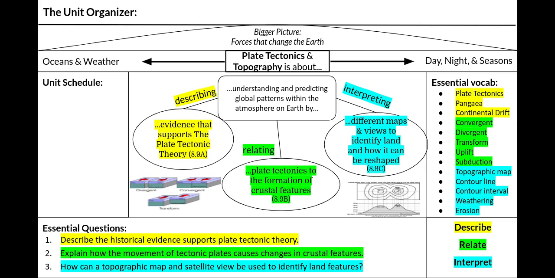For our third bubble, we're going to be using vocabulary such as topographic map, contour line, contour interval, weathering, and erosion. Alrighty, so this is our unit organizer for our new Unit 3 that we are starting today.